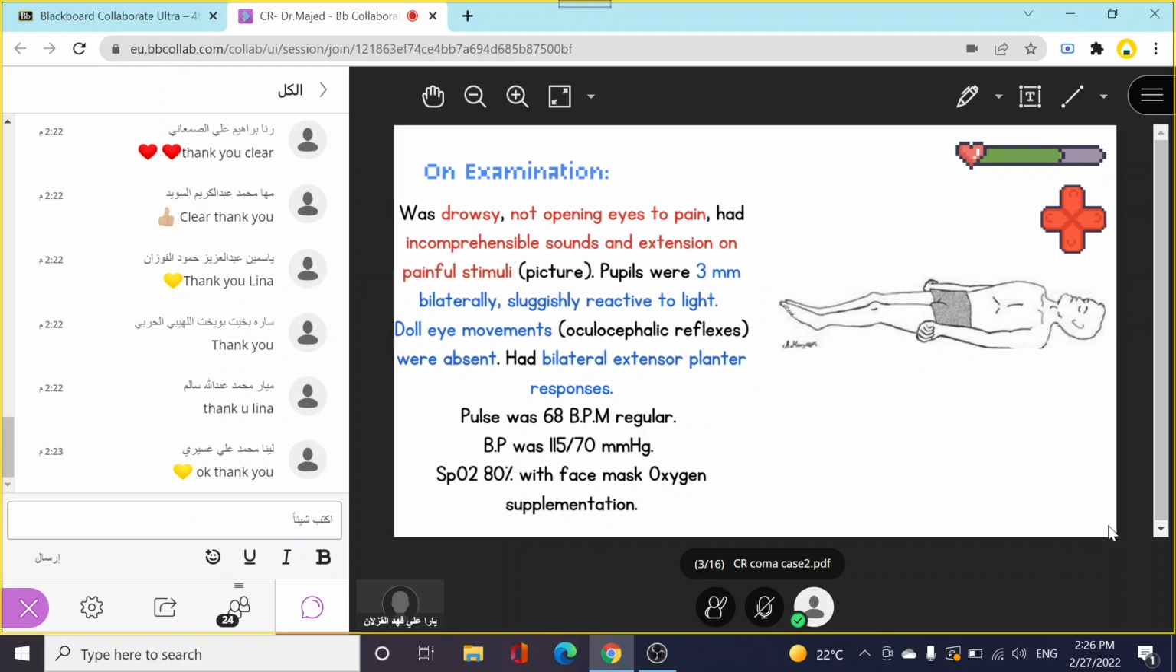He had bilateral extensor plantar responses or a positive Babinski reflex, not really specific for anything, just making me think that it's a CNS problem. So all of his vitals are normal. The pulse was 68 beats per minute regular. Blood pressure is 115 over 70. While the oxygen saturation is 80% with face mask oxygen supplementation, which also makes me think of a brainstem lesion.